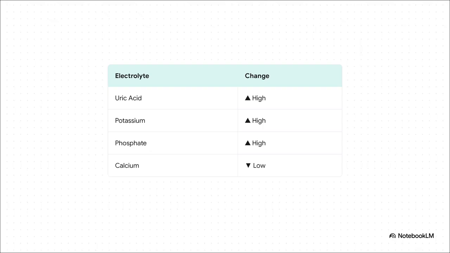You get sky-high uric acid, which can wreck the kidneys. Potassium skyrockets, which is terrifying for the heart. It can cause a fatal arrhythmia. Phosphate goes way up, and as it does, it grabs onto calcium, causing calcium levels to plummet, which can lead to seizures. It is a complete metabolic meltdown.